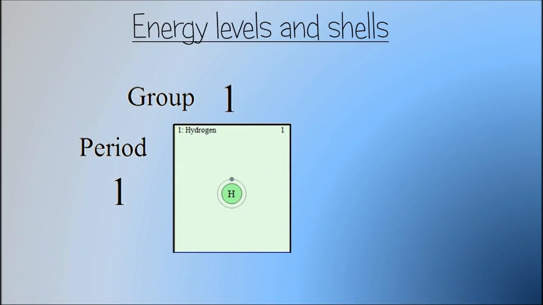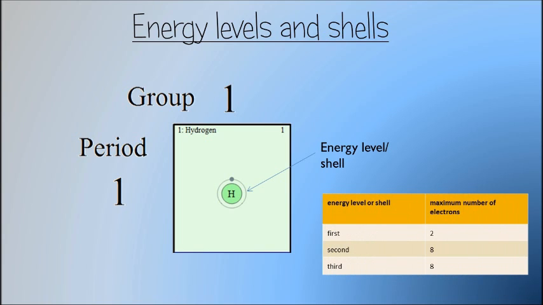Electrons are arranged in different shells around the nucleus. The innermost shell, or lowest energy level, is filled first. Each succeeding shell can only hold a certain number of electrons before it becomes full. The innermost shell can hold a maximum of 2 electrons, the second shell a maximum of 8, and so on. This table gives the maximum capacity of the first 3 shells.